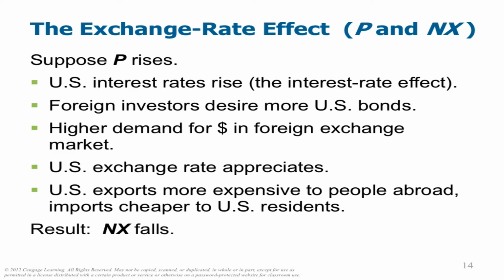So net exports fall as price levels rise. This one also works in inverse. Price levels fall, net exports rise. With me so far? So when price level rises, all three of those things fall. And thus, when price level rises, GDP falls.